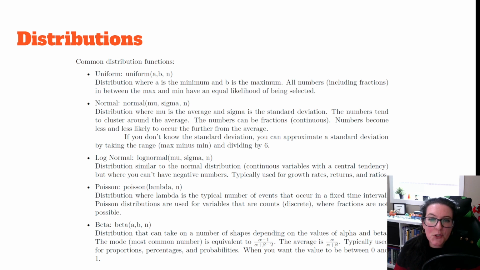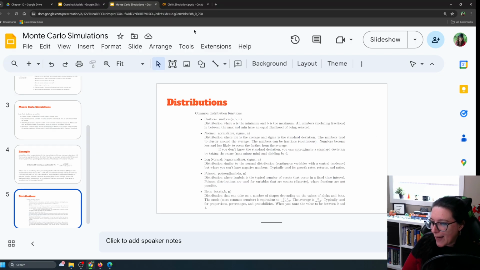A uniform distribution is where you have a minimum and a maximum, and all numbers in between have an equal likelihood of being selected. So it's a flat distribution. And so when you do uniform in Python, you are going to specify the minimum and the maximum.